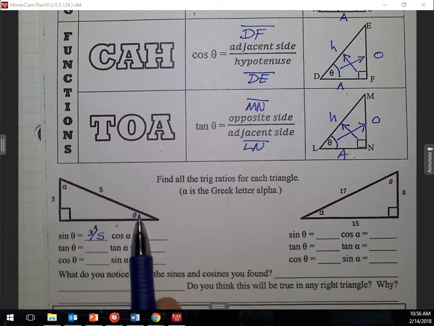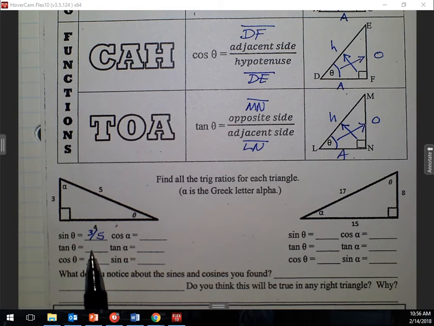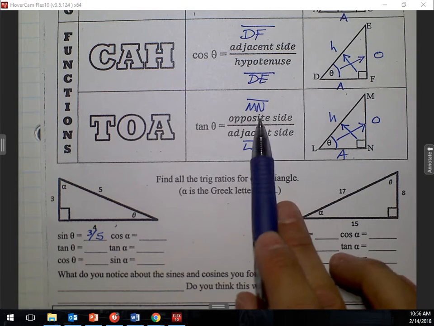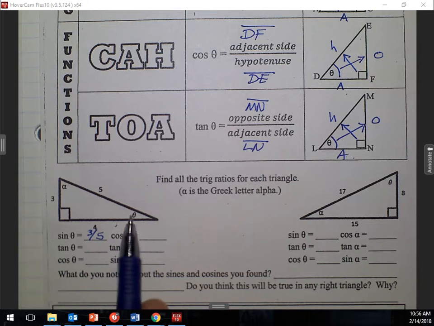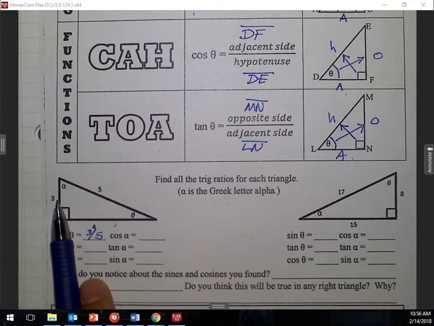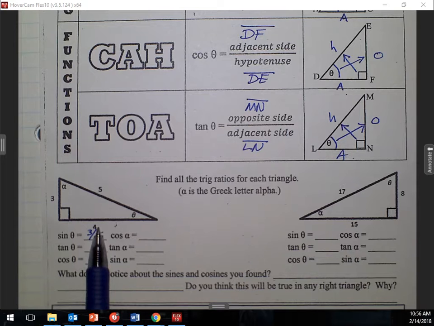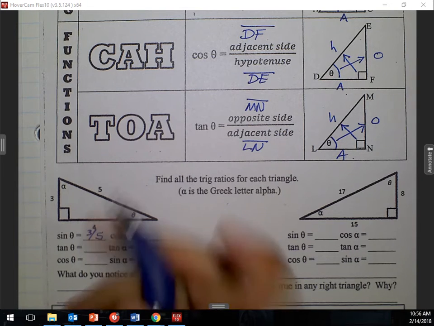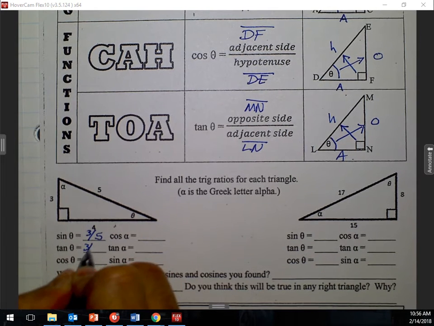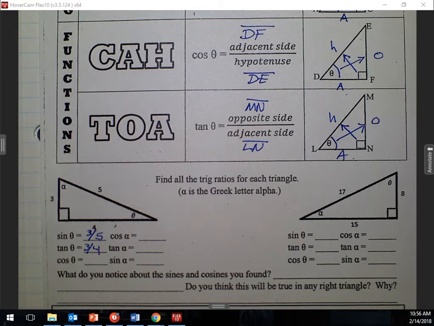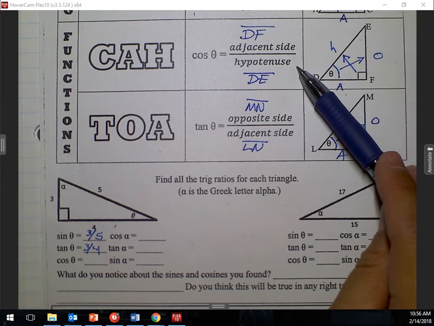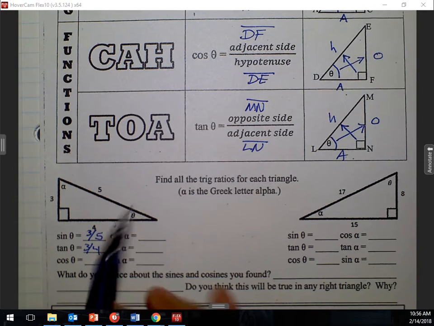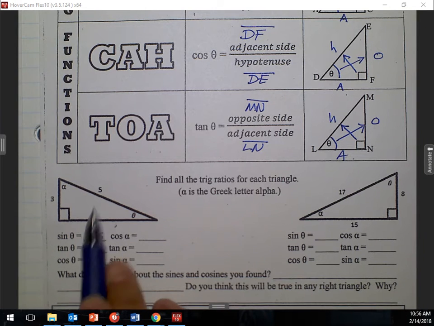So now let's take a look. Still from theta, I'm doing tangent now. Tangent is opposite over adjacent. So from this one, opposite is this side, 3, and adjacent is? It's 4, right? So I'm going to write 3 over 4. Cosine is adjacent over hypotenuse. So that's going to be adjacent is 4, hypotenuse is 5.